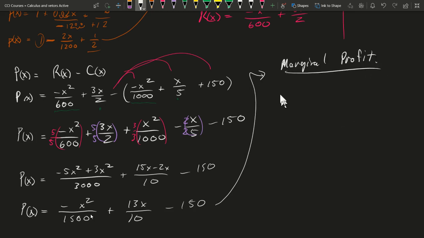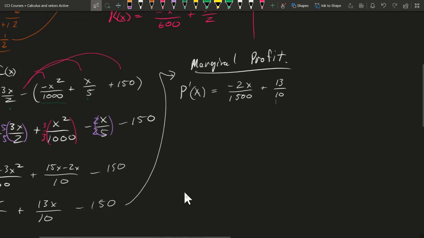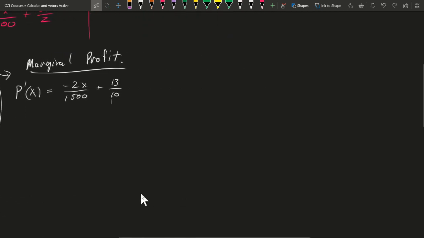Okay, so my marginal profit is P prime of x, which is going to be negative 2x over 1,500 plus 13 over 10 plus 0, minus 0. Here it is. Now, this is my marginal profit. Now, how do I maximize this?